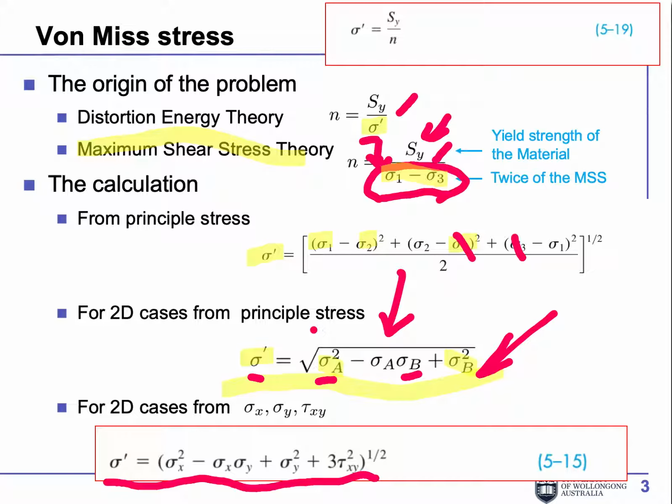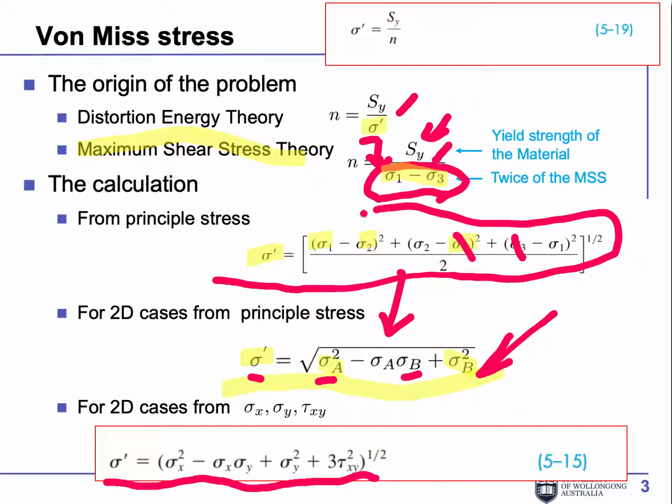So for myself, personally, I only try to remember this one. This is the equation that suits all the conditions. And then these two are for the planar situation. This is the planar principal stress. This is the general planar situation. If you start with sigma x, sigma y, and tau xy, you just plug in and you get your solution. However, this loses the understanding of where this comes from.